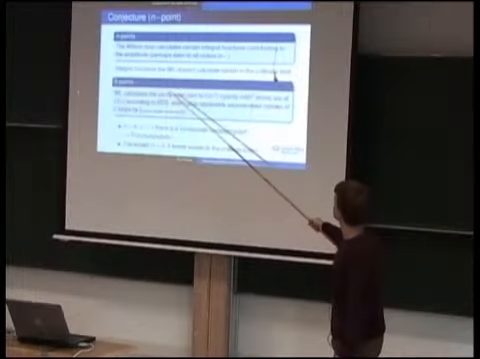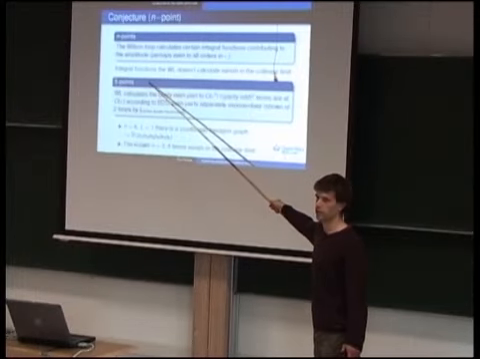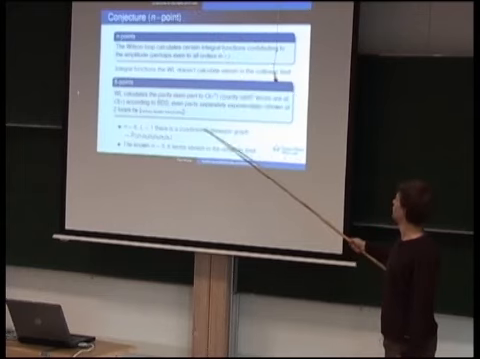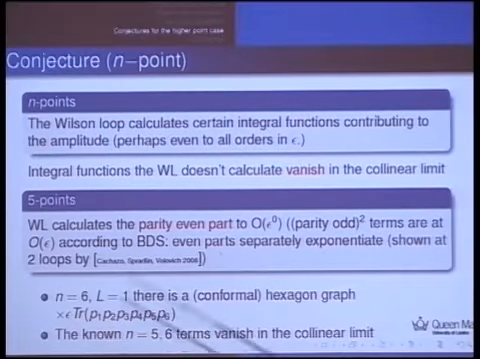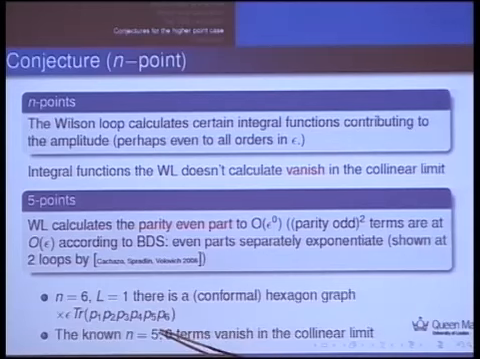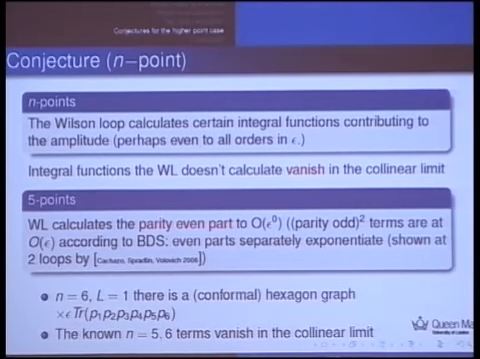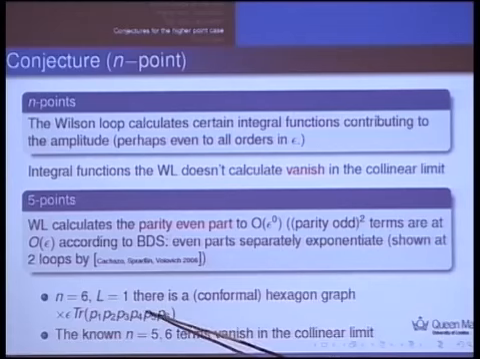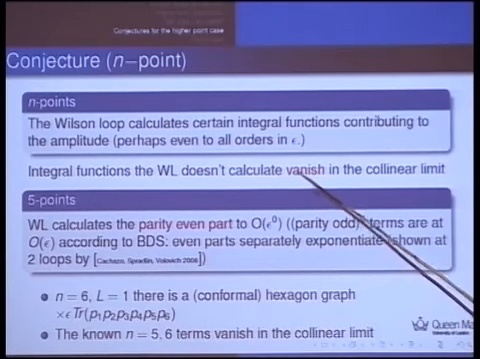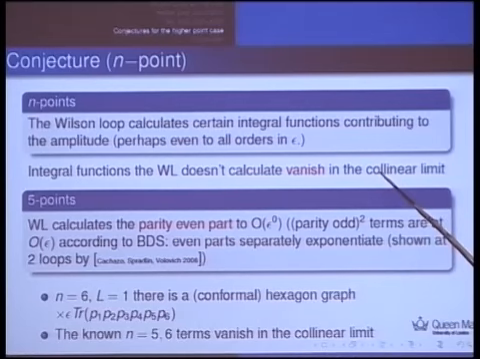The reason this is only true at 5 points, though, is because at 6 points there is a hexagon graph at order epsilon. So at 6 points you've got the sum over 2 mass easy box functions plus this hexagon graph multiplied by this kinematic invariant multiplied by epsilon, which also interestingly happens to be conformal. I don't quite know what that means. And this vanishes in the collinear limit, so that's why I say that this statement is consistent with the known data.